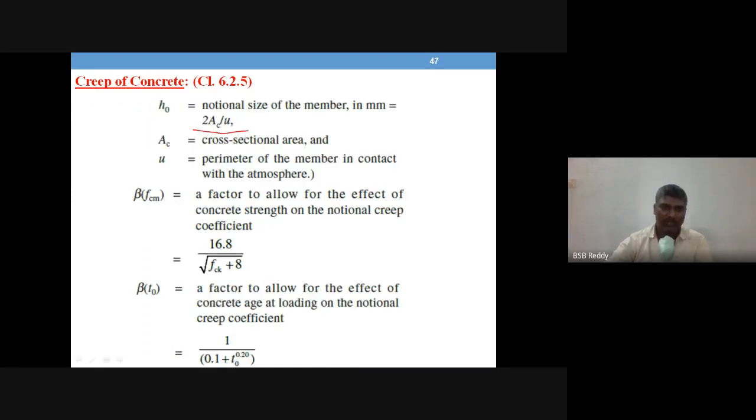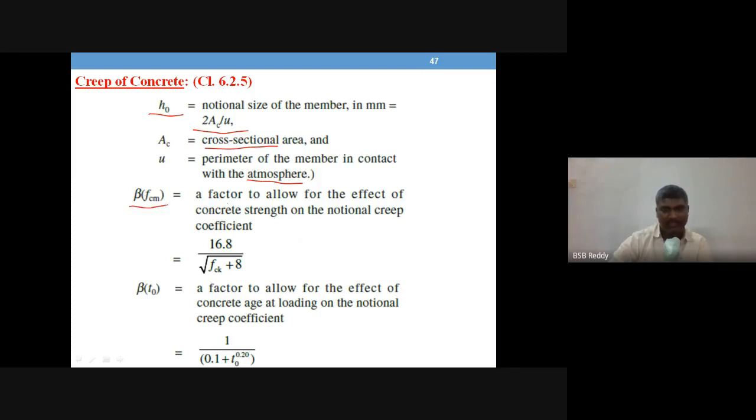H naught, same formula, copied from that: 2 times area of cross section by perimeter which is in contact with the atmosphere, which is exposed to the atmosphere. So cross section area Ac, so 2 times Ac by u is h naught, the notional size of the member, what we call it. Right. What is beta fcm?